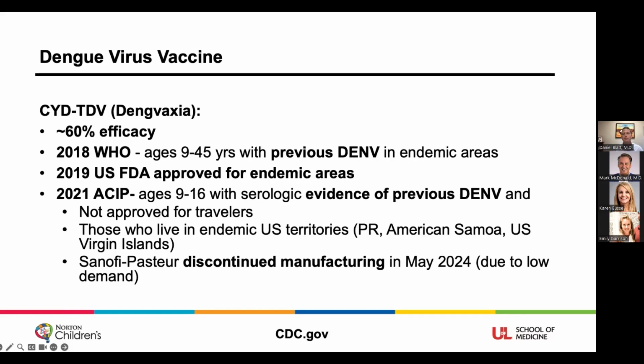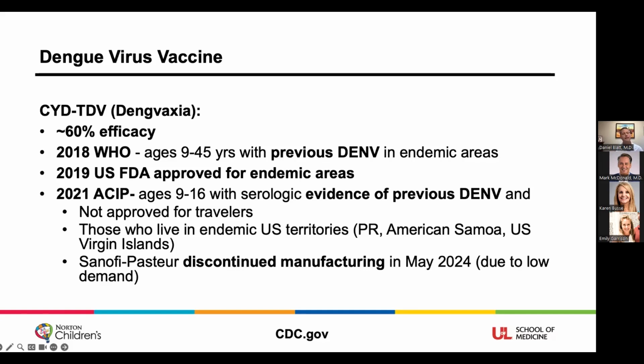There has recently been commercially available vaccines, and the one approved in the United States is called Dengvaxia. This was approved in 2018 by the WHO, and in 2019, the US FDA approved the vaccine for those in endemic areas. In 2021, the Advisory Council on Immunization Practices approved the vaccine for those ages 9 through 16 with evidence of previous dengue infection, so not for people who didn't have dengue before, and those who live in US endemic areas.